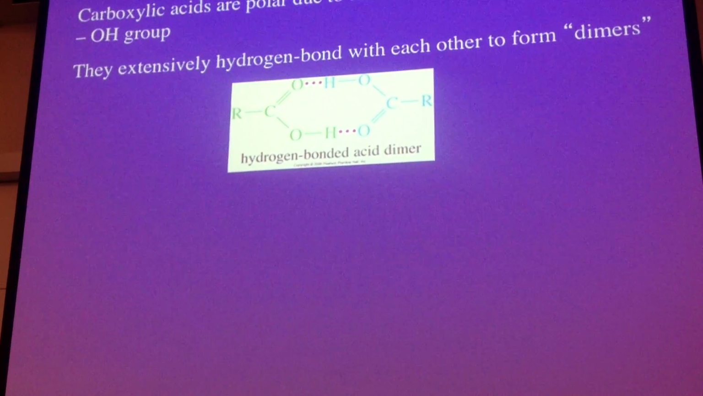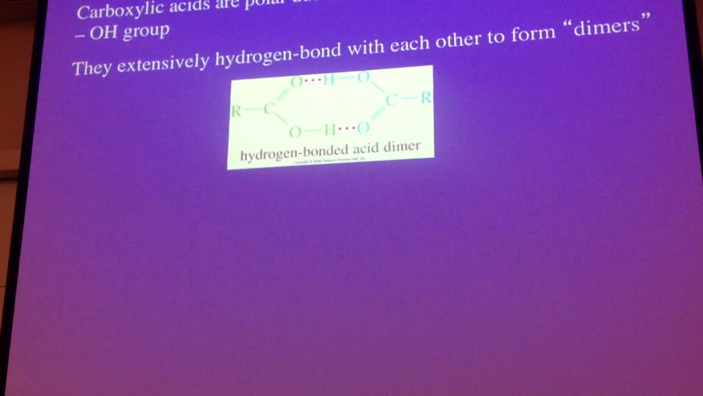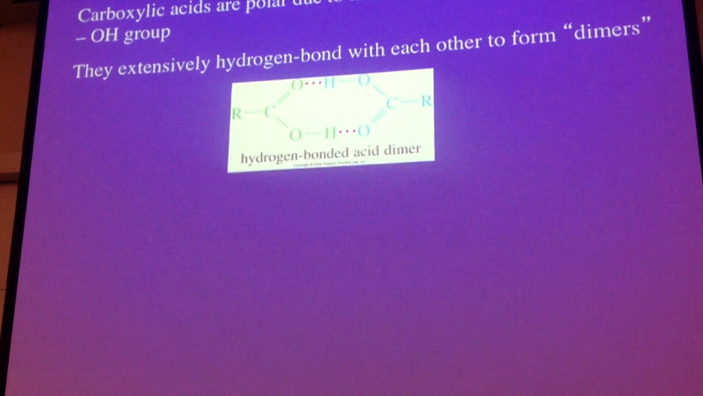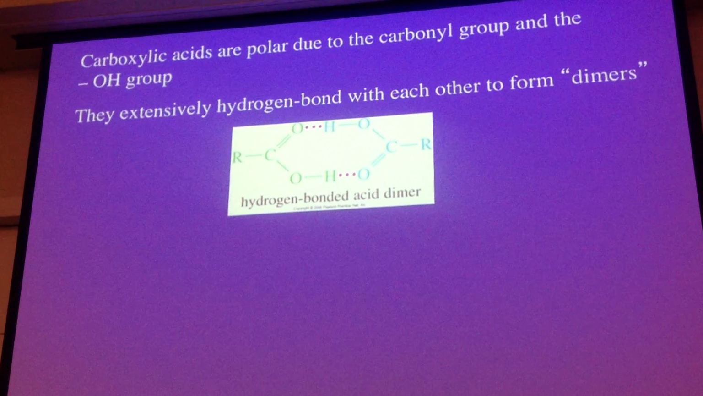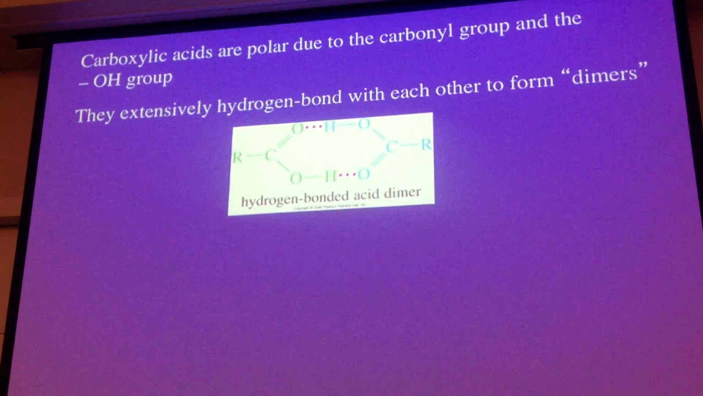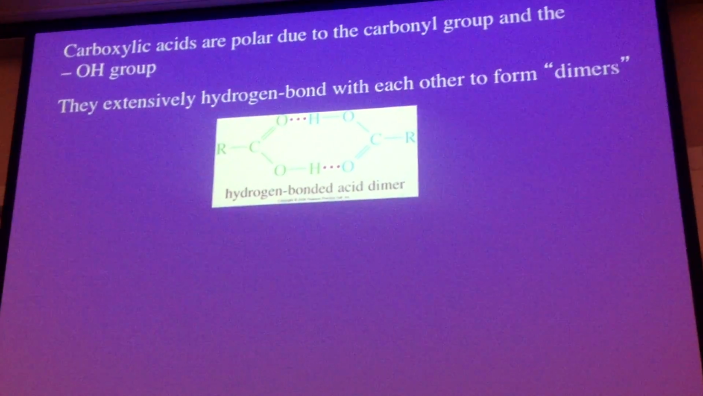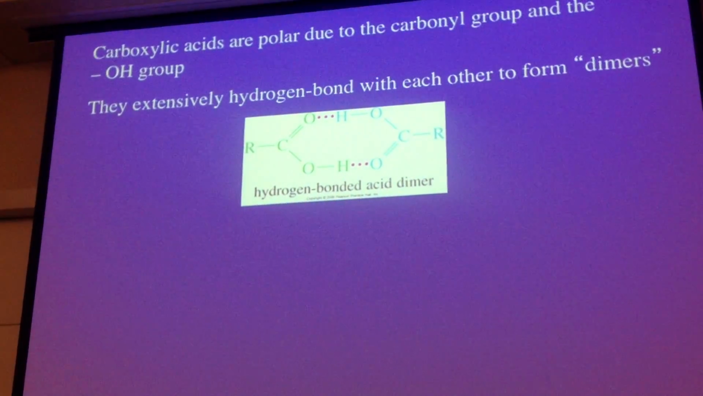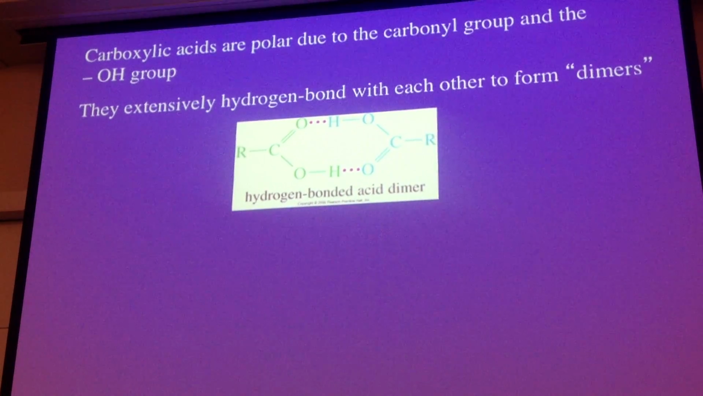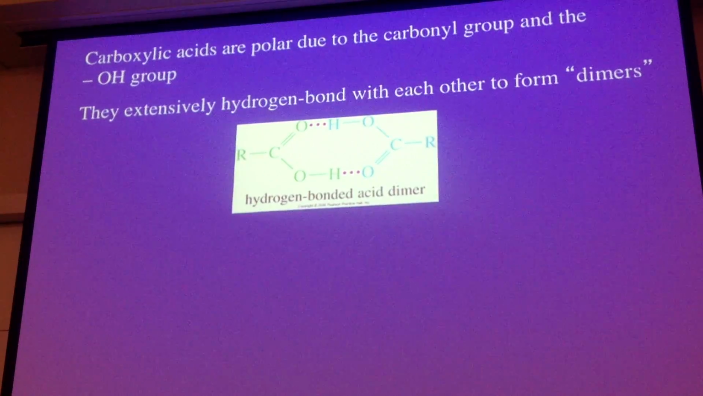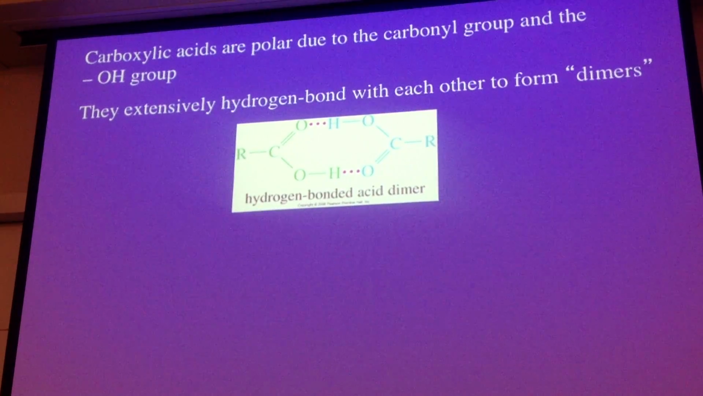So the two of them can get locked into this little system where one is donating to one and the other one is accepting the hydrogen bond from the one that's donating on the top. So you get this little two-unit system that is called a dimer. And that's why the IR has such a big, wide stretch, because of that hydrogen bonding.